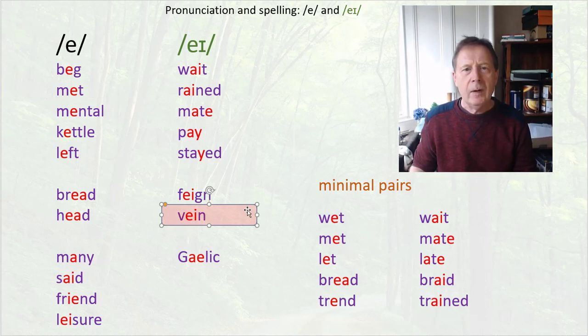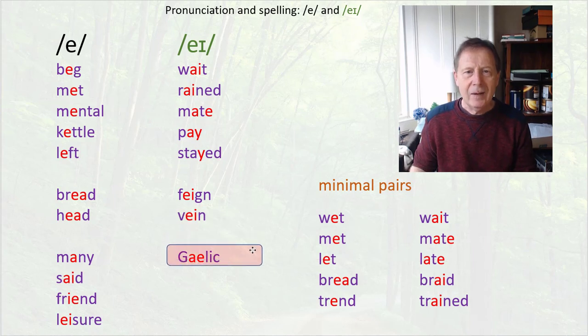And then we have this word Gaelic, and I can't think of any other words with this spelling, so this one is probably unique. AE, as in Gaelic. Some people say Gaelic, but one of the common pronunciations is Gaelic, with the same sound A.